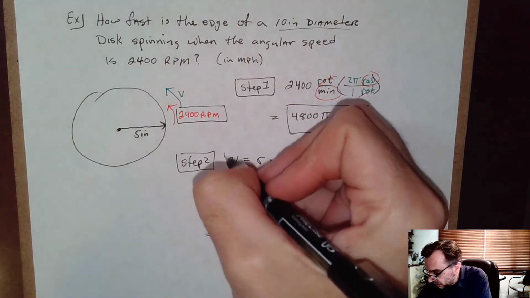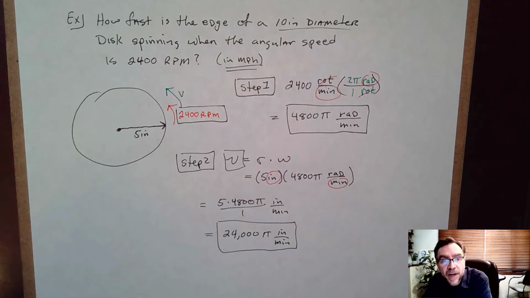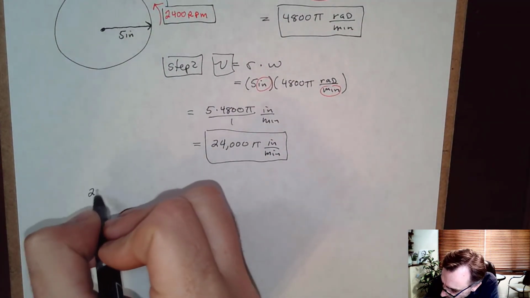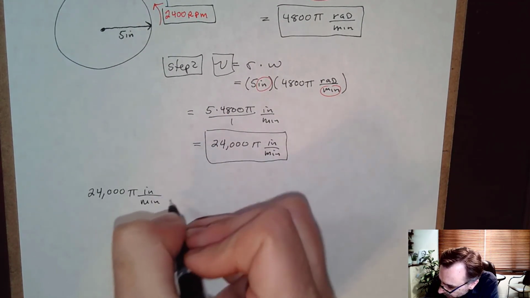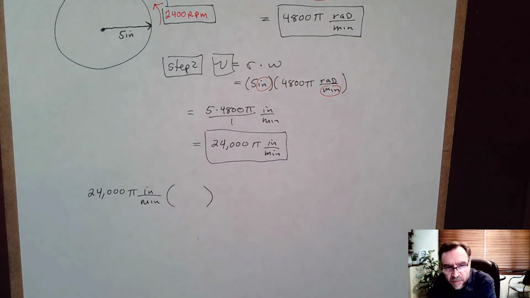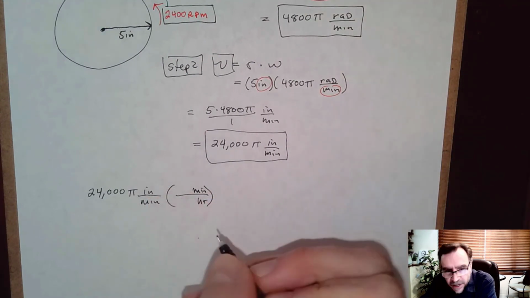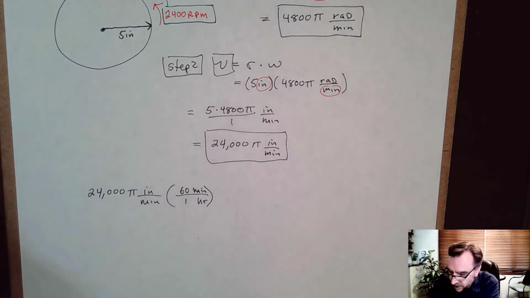That is my answer for the linear velocity, but they wanted the units to be in miles per hour. And so this happens a lot. We've got to be able to convert some sort of unit to miles per hour. Let me show you how to do it. Okay, we're just going to do a unit analysis. We have 24,000 pi inches per minute. And so I want hours on the bottom, right? So the first thing I'm going to do is multiply by a conversion factor where we have minutes on the top and hours on the bottom. And I know that's 60 to 1, right? 60 minutes in 1 hour. And then those will cancel.